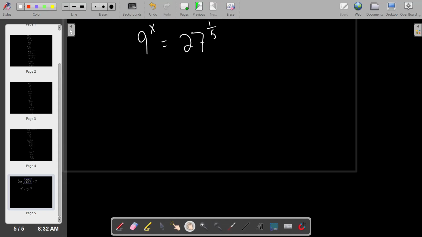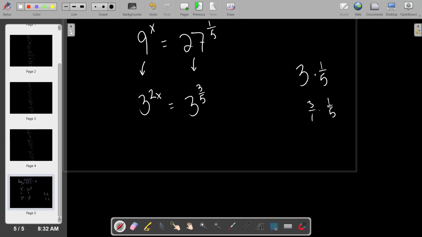Correct. So this 9 right here, I'm going to rewrite as 3 squared and then stick the x on there. And then this 27, I'm going to write as what? 3 to the third, except I'm going to multiply by the 1/5 and call it 3/5. You all agree, you've known this since like little kiddie school, that 3 times 1/5 is 3 over 1 times 1 over 5. So it's 3 over 5, right?